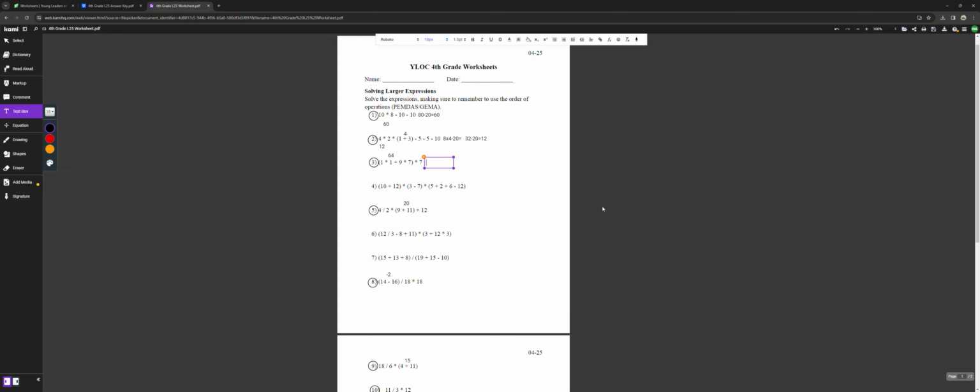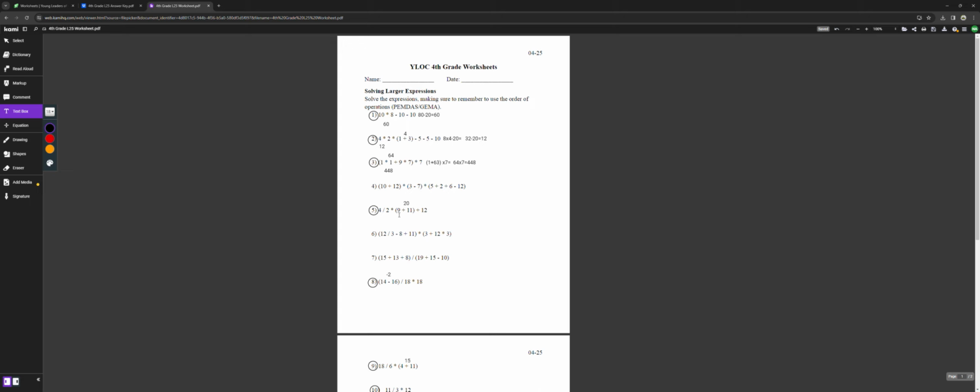For number 3, you have 1 times 1 plus 9 times 7 times 7. So you can simplify this to 1 plus 63 times 7, which then you can simplify to 64 times 7, and that is equal to 448. So you get 448.